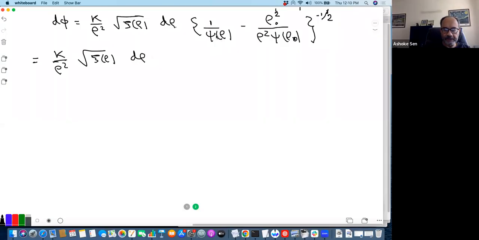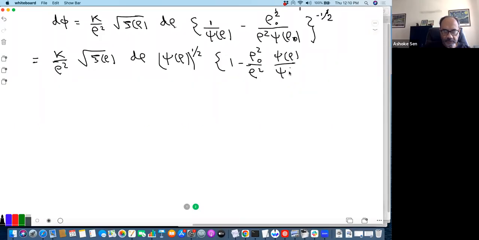So this one, I'm going to take the 1 over psi of rho outside. That becomes psi of rho to the power half, right? Because of the minus half here, and then you have 1 minus rho 0 square over rho square times psi of rho 0 over psi of rho.